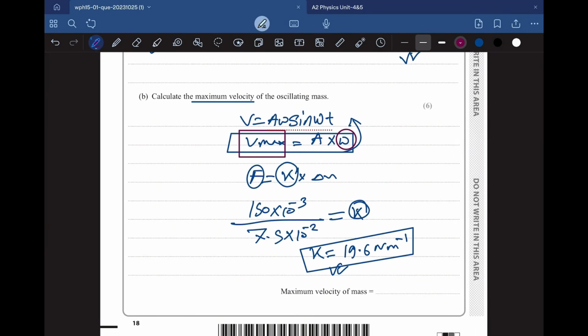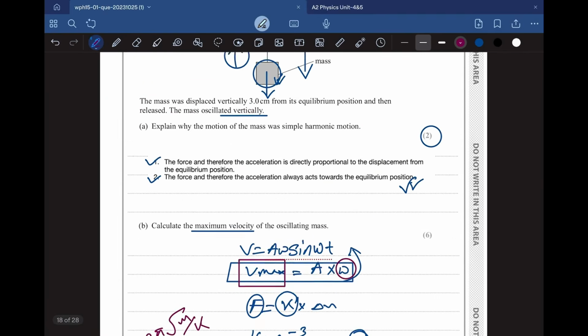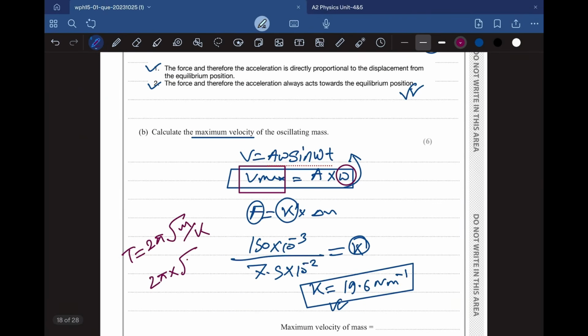Let's figure out the time period first. We know the time period is equal to 2 pi into root over mass divided by k. So 2 pi into root over mass, which is 150 times 10 to the power minus 3, divided by this k value, 19.6. So basically our time period will be equal to 0.549 seconds. So we have got our time period.